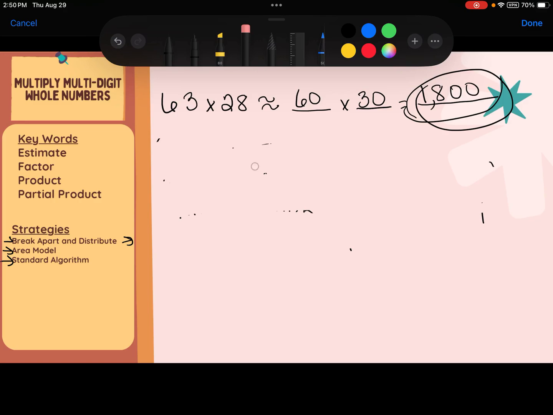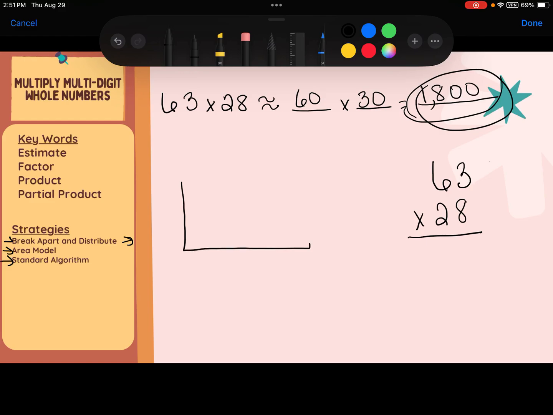Okay? All right, so another one that we use quite frequently is the area model and the standard algorithm. Standard algorithm goes hand in hand with area model. And I like to tell students that the longer number always goes on top. It's not necessarily going to be the bigger number. Okay, so here's my standard algorithm. And I'm going to draw this area model. With our area model, whatever number or digit on top here should also be on top of our area model. So I'm going to do 60 plus 3 here, and then 20 plus 8 here.